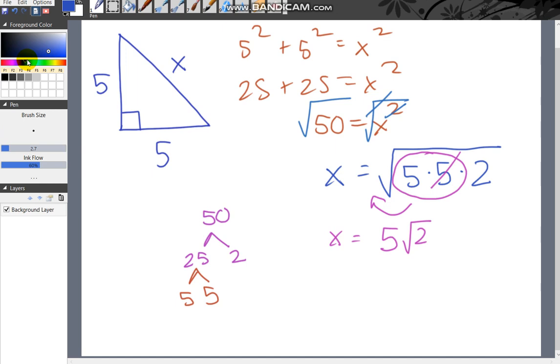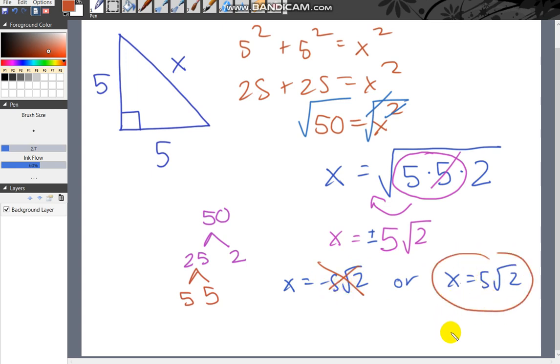Now, what I had mentioned earlier is that in algebra 2, usually you want to consider both the positive and negative solutions. But usually in the context of the Pythagorean theorem, we're considering x equals negative 5 square root 2 or x equals 5 square root 2. But since we're only considering positive lengths, because we can't have a negative length for a triangle, we would usually just omit this, and then we take this result. So x equals 5 square root 2.